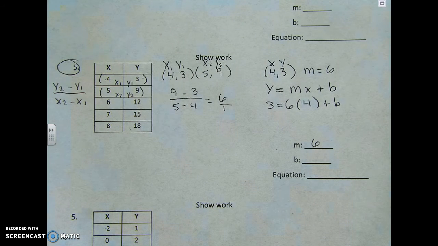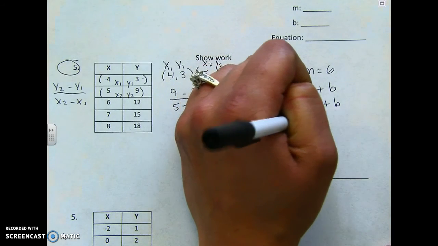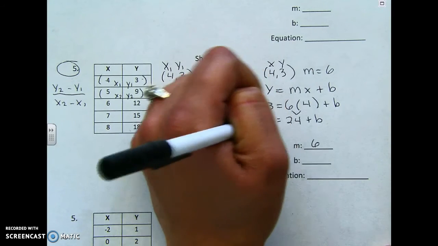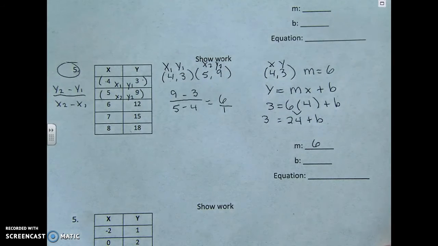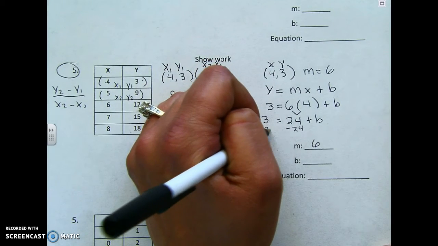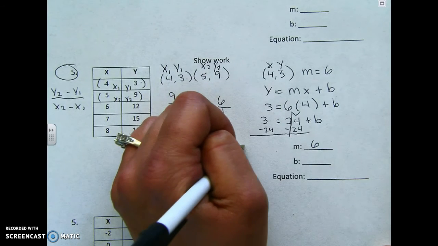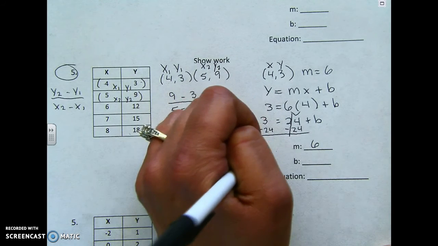Now I'm just going to go ahead and solve for b normally. 6 times 4 is 24. Write the rest. I'm going to do the inverse on 24 and subtract 24 from each side. And I am going to get negative 21 for my b.